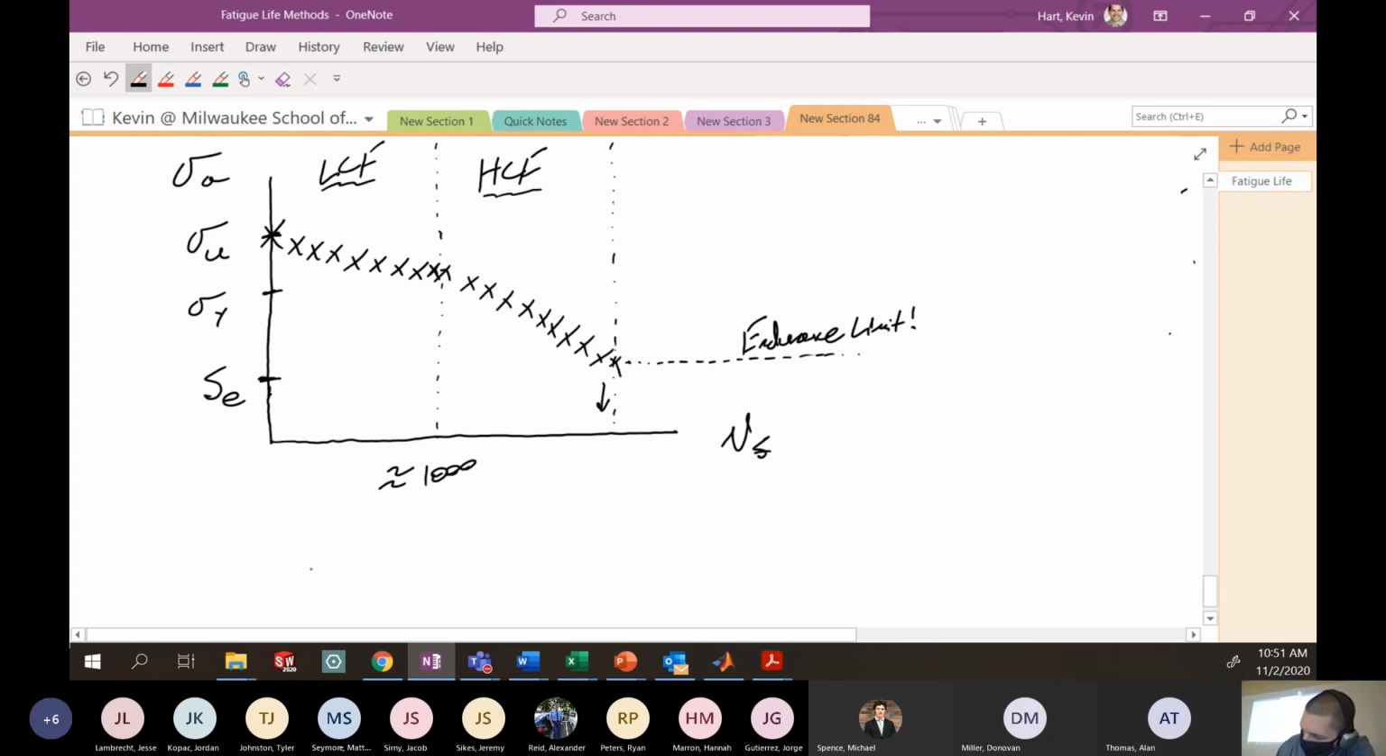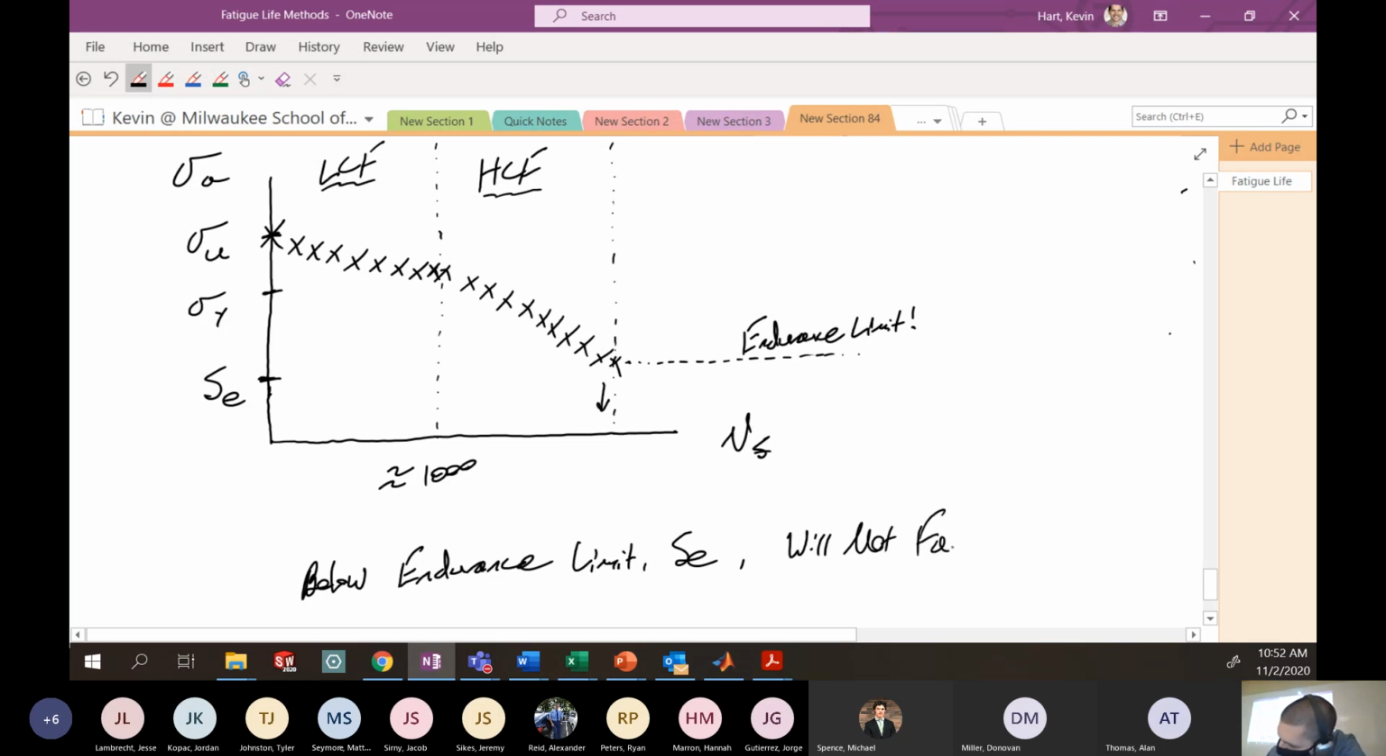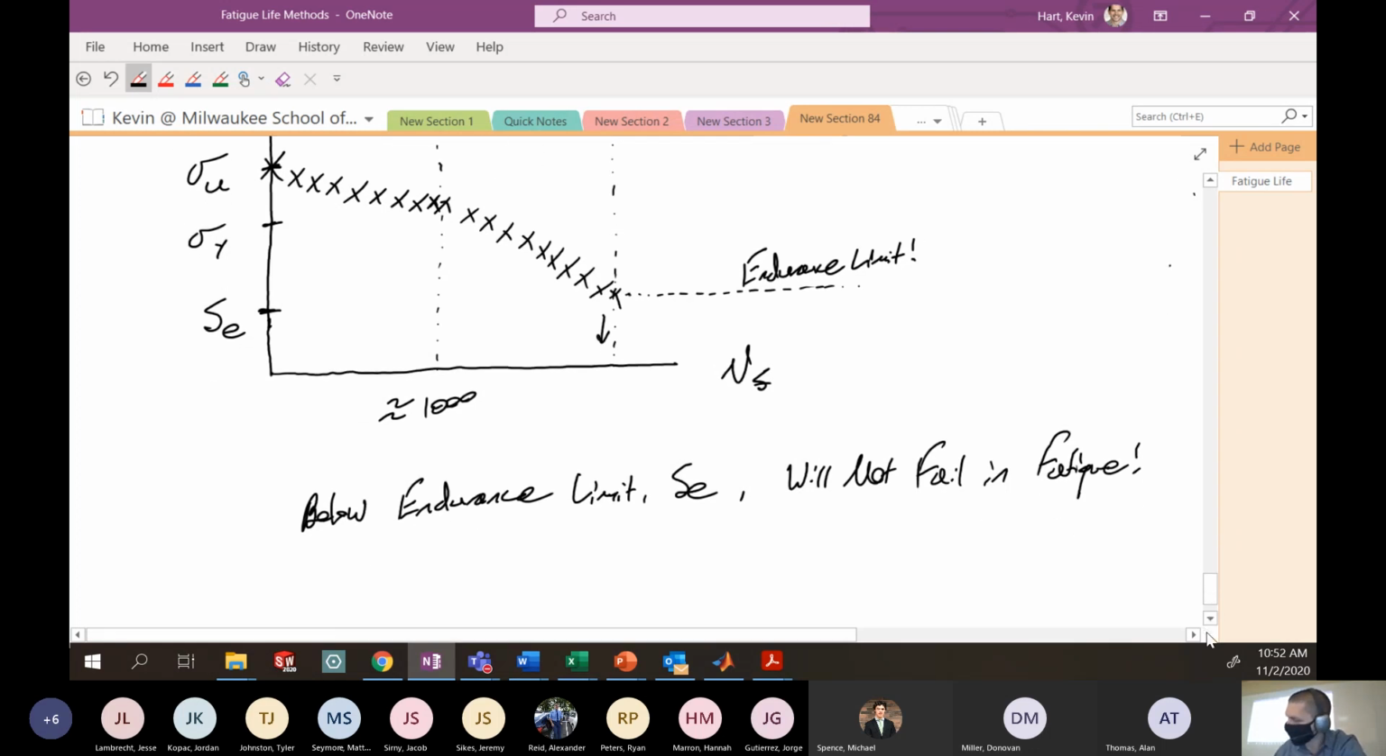So below the endurance limit, which is this S sub E, you will not fail in fatigue. Not all materials have an endurance limit.